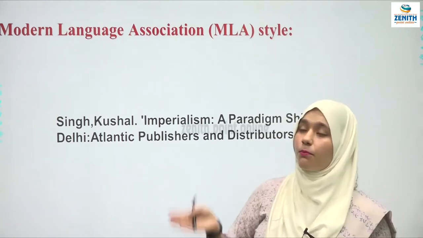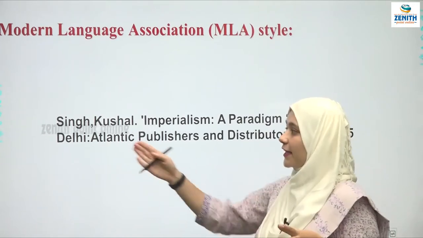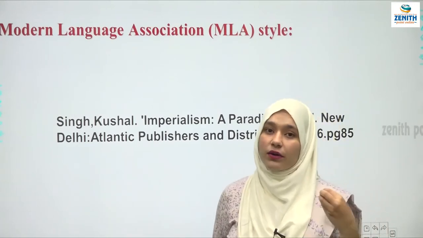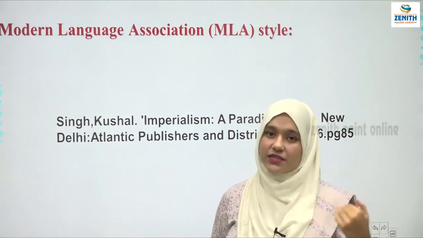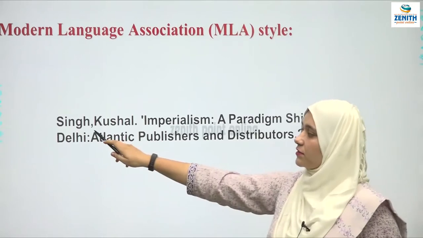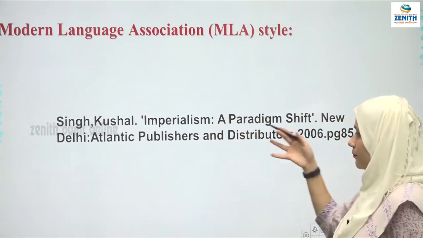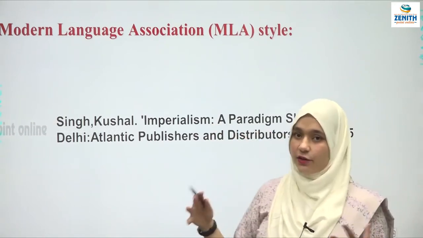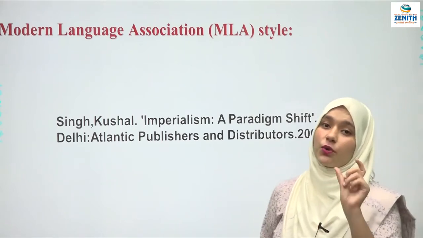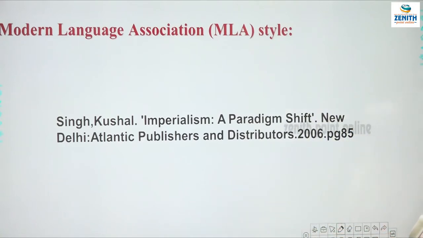This is an example of how you can give references according to the MLA style. The full form of MLA is Modern Language Association. This is how you give references according to MLA style: the name of the author, and always keep in mind that whenever you are writing your references, the surname should come first and then the first name of the person. So Singh, Kushal. Then the title, and just look at the punctuation marks and where they should be placed. All these things are very important. Then New Delhi, the city of publication, Atlantic Publishers and Distributors, then the year and the page from which you have acquired your material. This is one example of the MLA style.